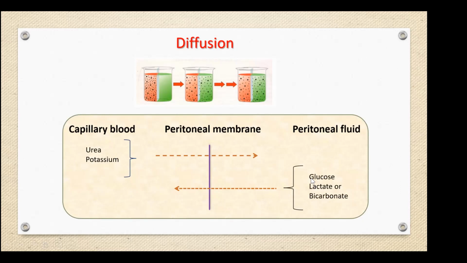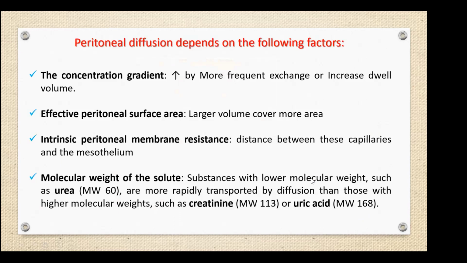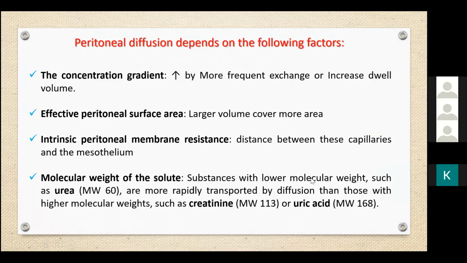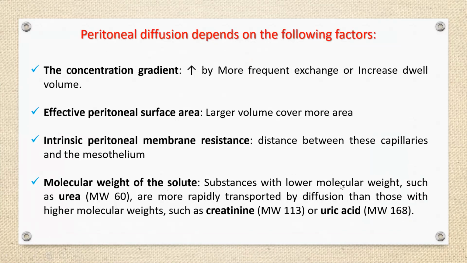So peritoneal diffusion depends on the following factors. First is the concentration gradient, which will be increased by the frequent change or the dwell volume. The second is the effective peritoneal surface area: the larger the volume, the more area it will cover. The third one is the intrinsic peritoneal membrane resistance, the distance between the capillaries and the mesothelium.